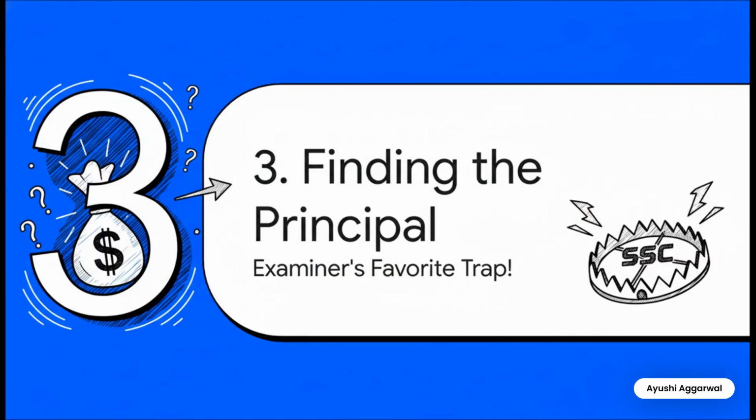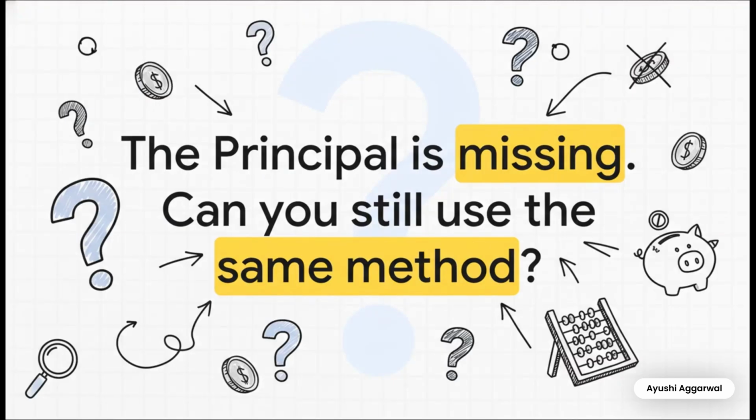Okay, now we come to the part that is, from an exam point of view, the most important. So far, we were always given the principal, but very often in exams, the principal itself is missing. This is the examiner's favorite trap, so listen very carefully. Just think for a second: if the principal isn't given, will our ratio method still work? And if it does, how would you even approach it?